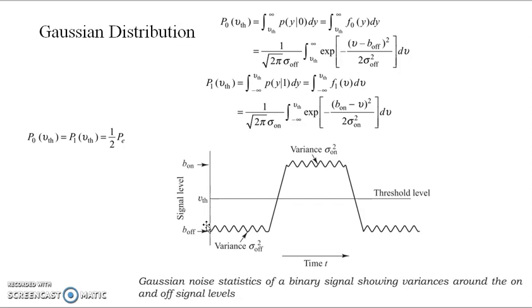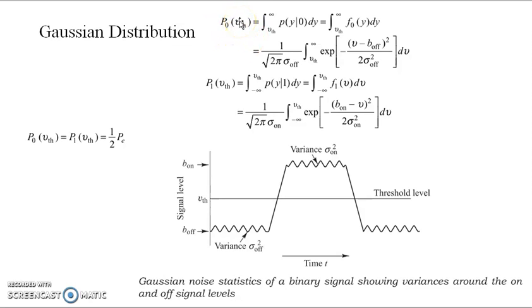So the probability of error for the 0 is that the equalizer output voltage is above the threshold, ranging from VTH to infinity, while the bit 0 was sent. So that's why we have a probability of 0.